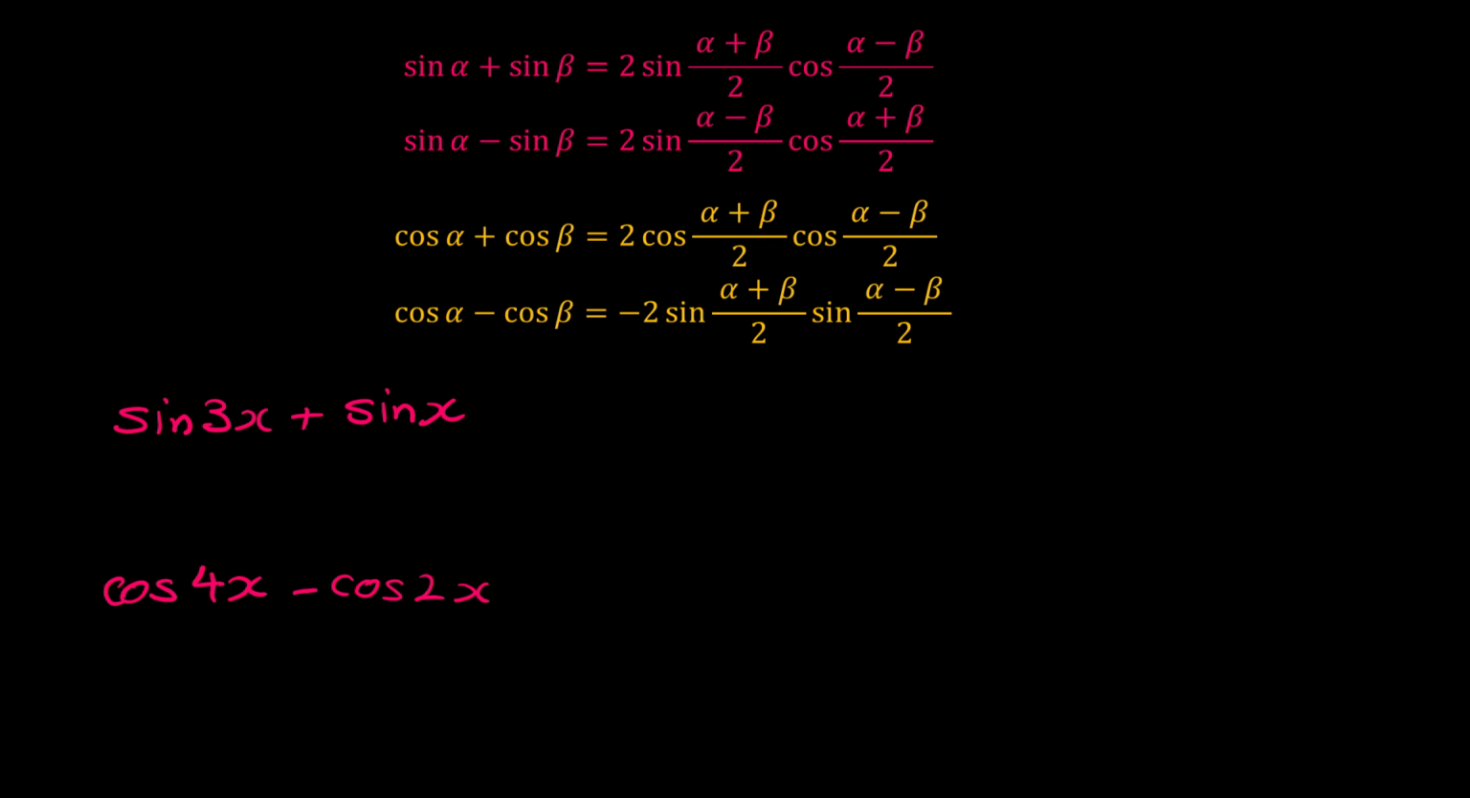In this video, we want to learn about sum to products formulas. Here you can see a list of these formulas. Sine of alpha plus sine of beta is 2 sine of alpha plus beta over 2 cosine of alpha minus beta over 2. Let's use this formula.